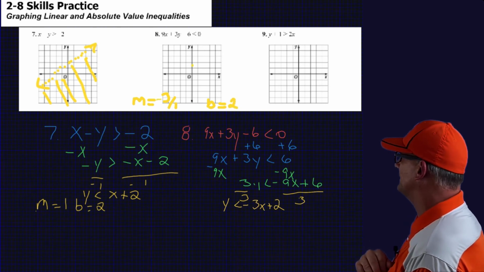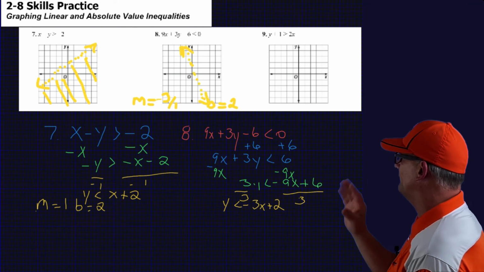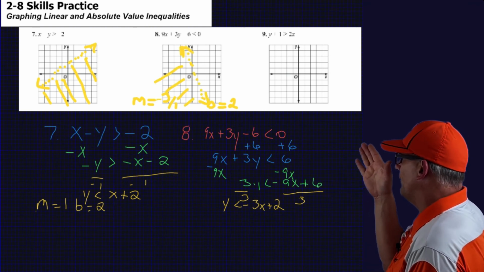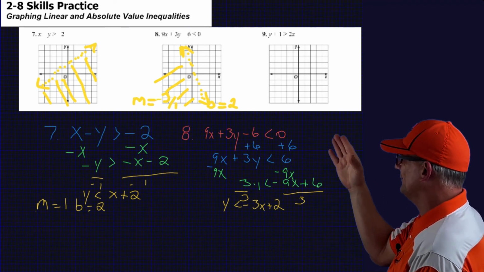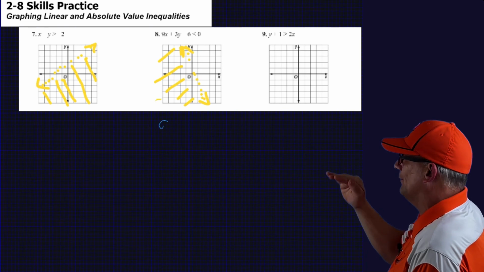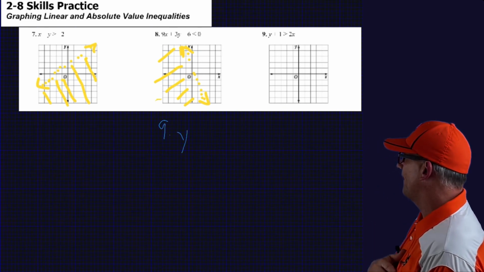So we draw a dashed line. Now, we flip the inequality because we did not flip the inequality on this. So we're going to shade below. And the key is look at the y-axis. Where are the lower numbers? Are they above that line or below it? And if you keep that in mind, your shading will always be accurate.